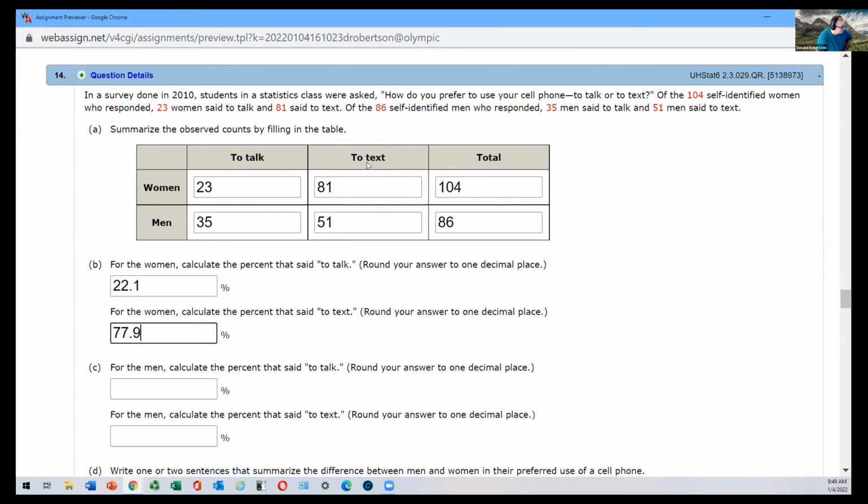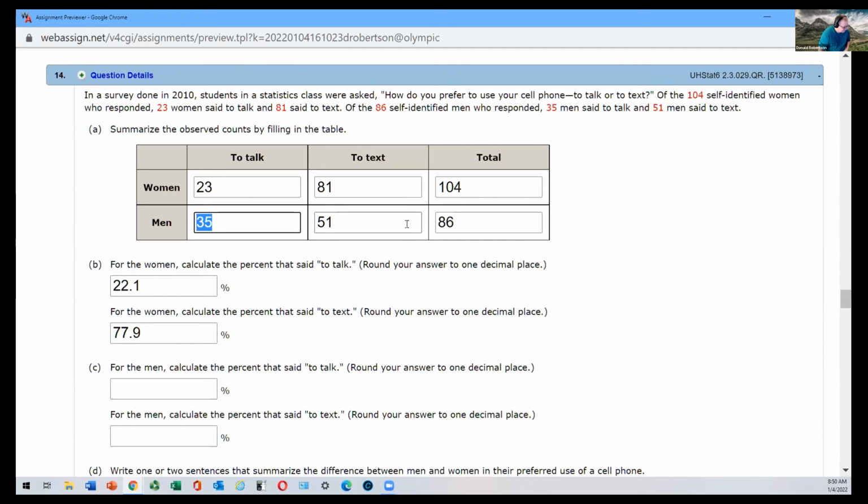Now, based on this raw data, do you think a higher percentage of men like to talk on their cell phone than women? About the same amount or less? Now, if you just look at the raw data, would you agree it's a little bit harder to tell? But I think I know the answer. What do you think it might be? Percentage wise, yeah, I'd say more men prefer to talk than women prefer to talk. I would agree with that.